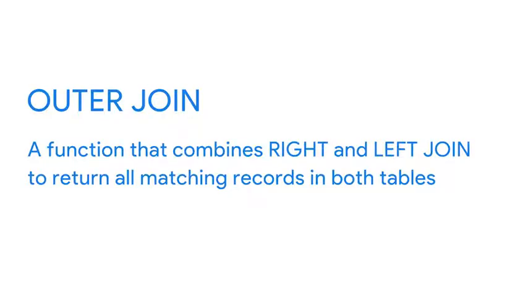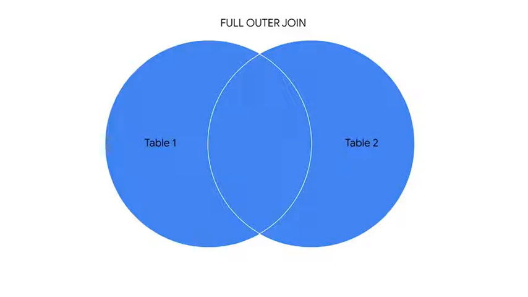Finally, there's outer join. Outer join combines right and left join to return all matching records in both tables. This means it'll return all records in both tables. If there's records in one table without a match, it'll create a record with null values for the other table.